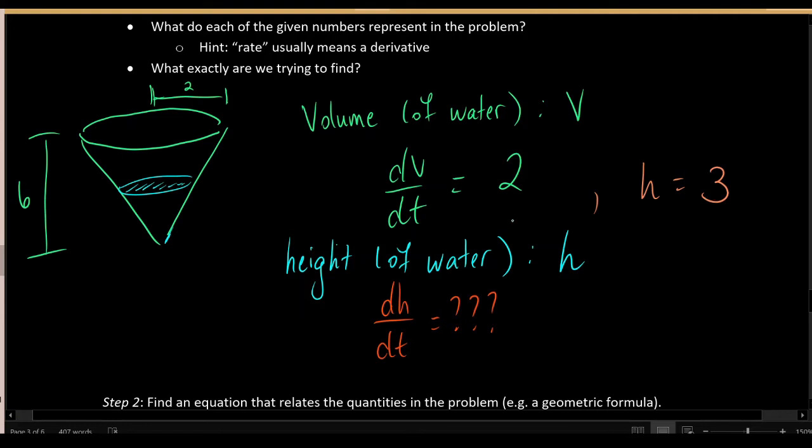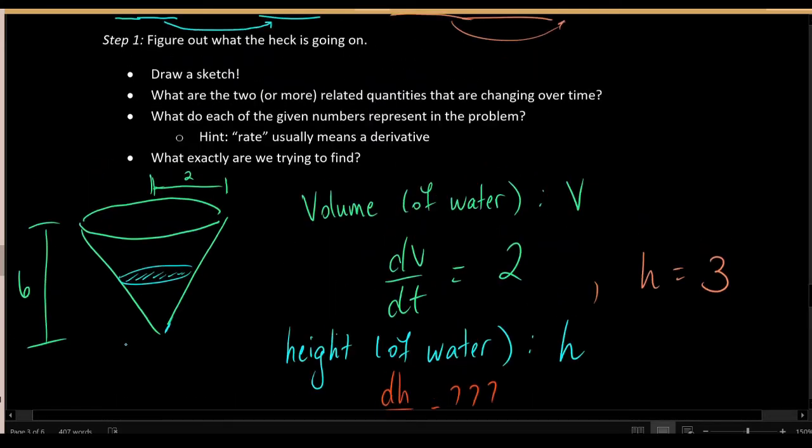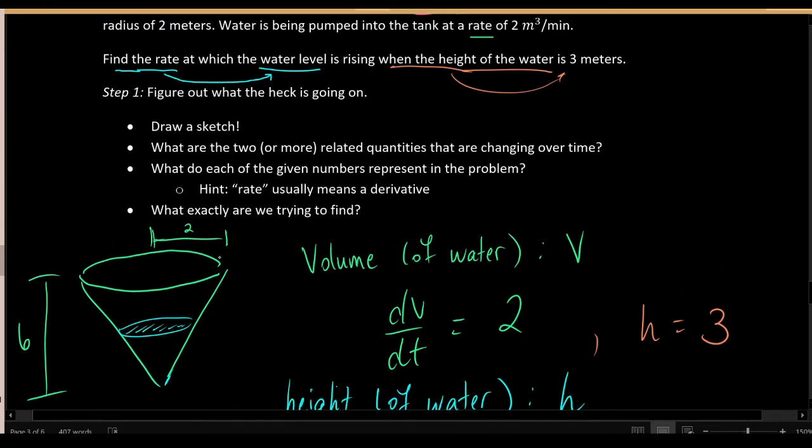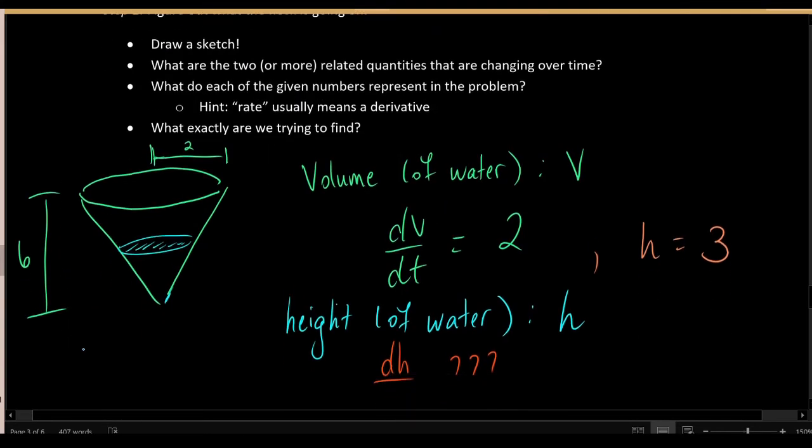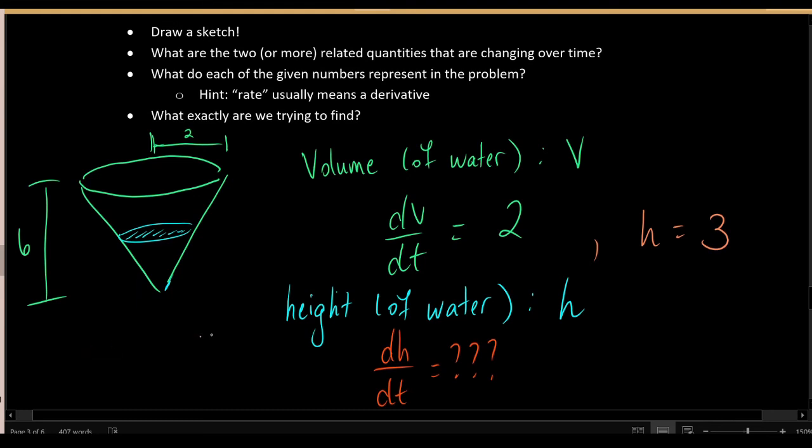Okay, so now we have two related quantities, both of which are changing over time: the volume of water and the height of water. The quantities 6 and 2, the height of the cone and the base radius of the cone, are not the changing quantities in this problem. The quantities that we are concerned with are the things that are changing over time: height of water and volume of water. Okay.